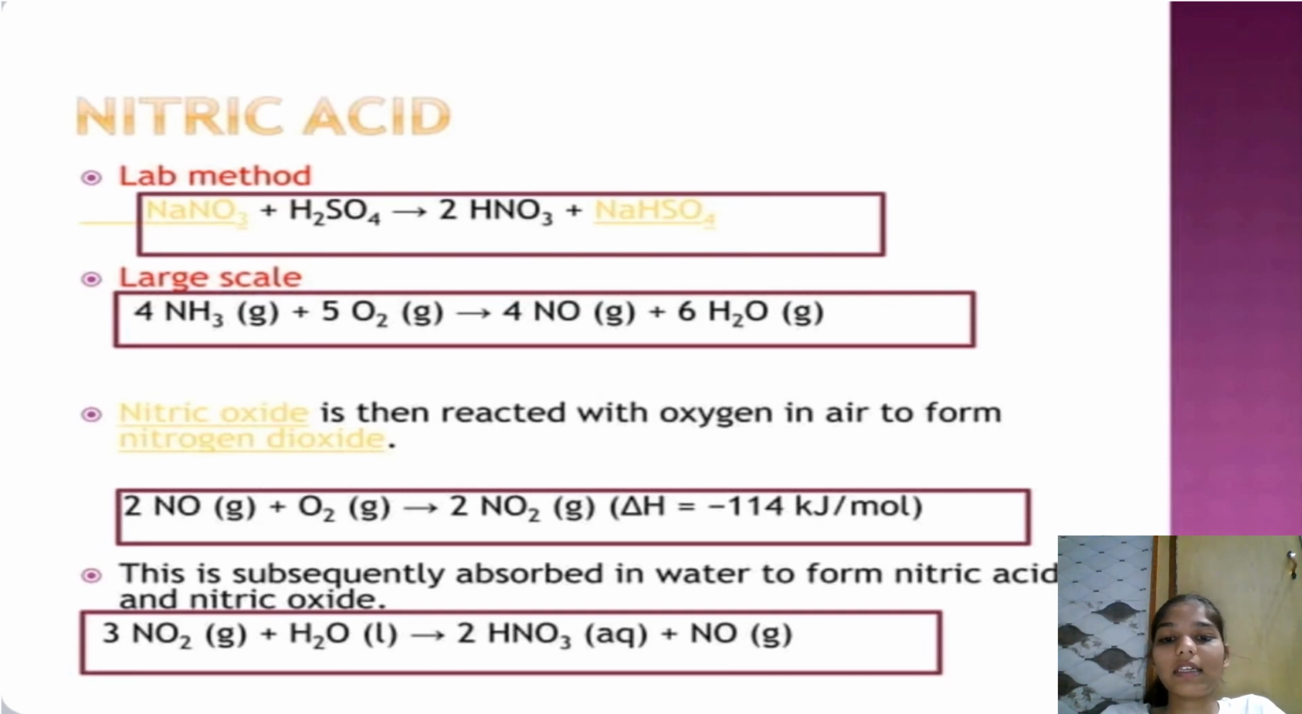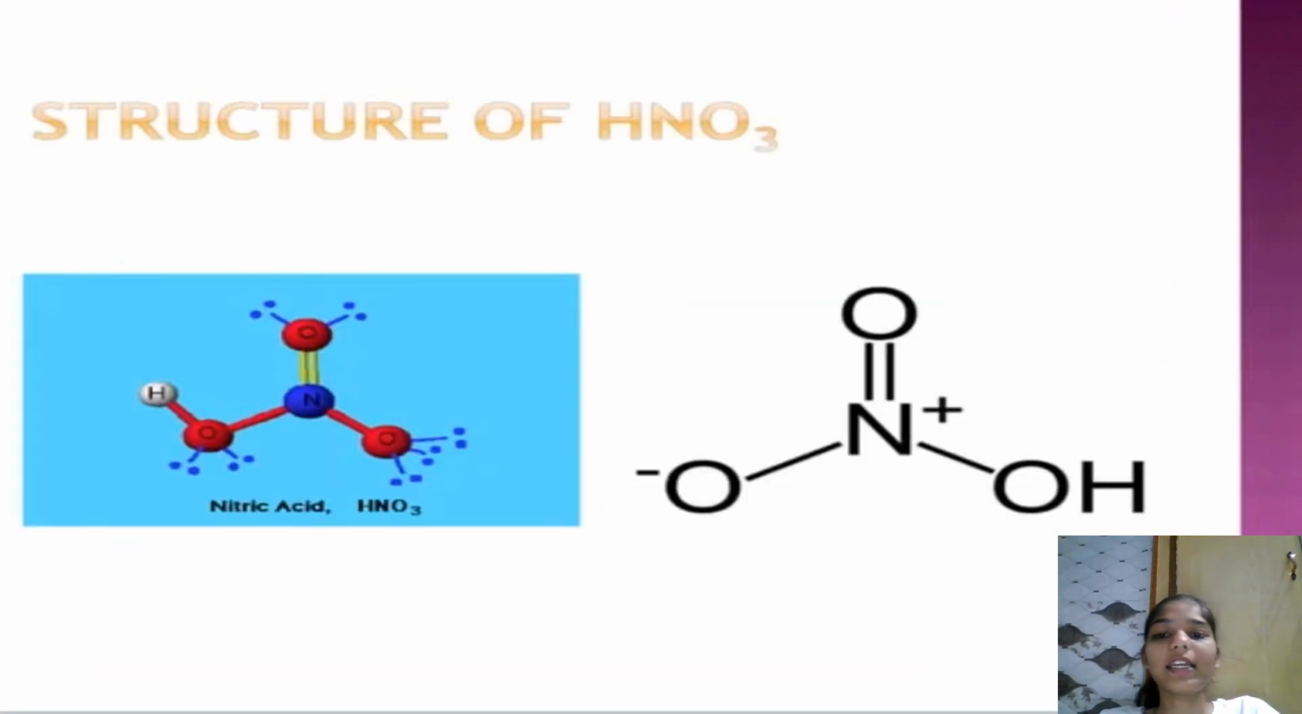Nitric oxide is then reacted with oxygen in air to form nitrogen dioxide. This is subsequently absorbed in water to form nitric acid and nitric oxide. So by this method we prepare nitric acid on a large scale. Next is the structure of nitric acid. So this is the structure of nitric acid.